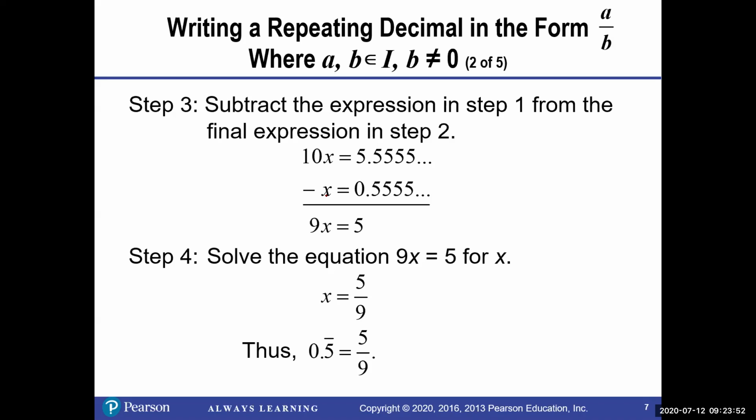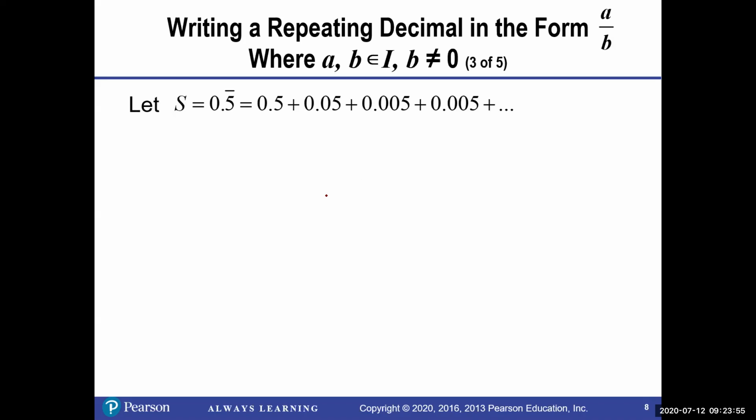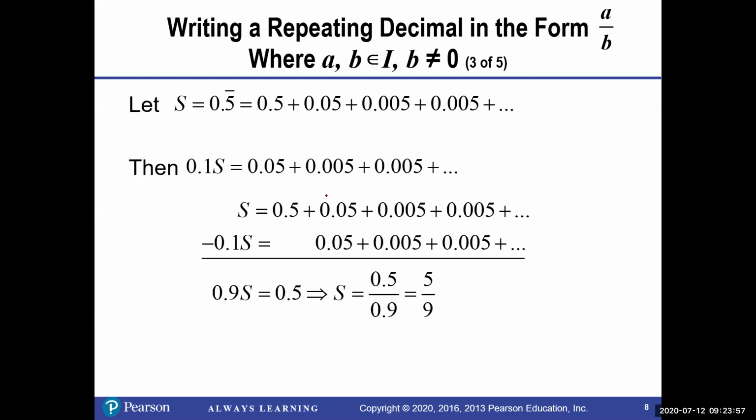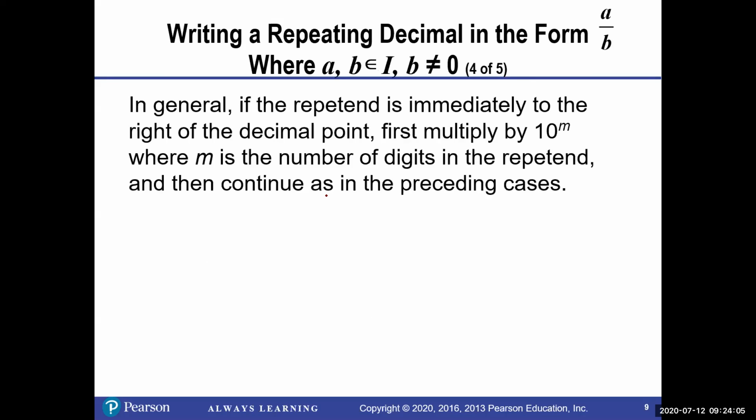Okay, nice. Now, there's another alternative way to do this, and it works out the same. It works out perfectly, and you get the same results. Now, in general, if the repetend is immediately to the right of the decimal point, first multiply by 10 to the m, where m is the number of digits in the repetend, and then continue as in the preceding cases. Is that okay? We are going to look at an example like that, okay?